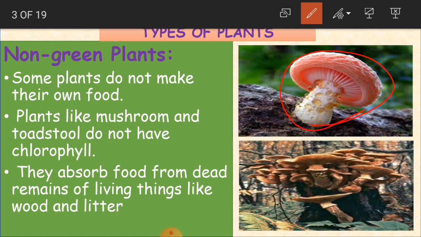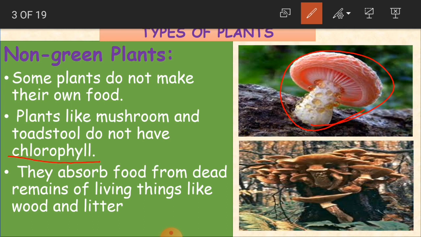So why are these not green in color? Because they don't have chlorophyll. What is chlorophyll children? Do you remember? Yes, it is a green pigment. Because of that the leaf is green in color, and chlorophyll also helps the plant to make its own food. That is, it helps in the process of photosynthesis. But as mushroom and toadstool do not have chlorophyll, they are not green in color and they cannot make their own food.